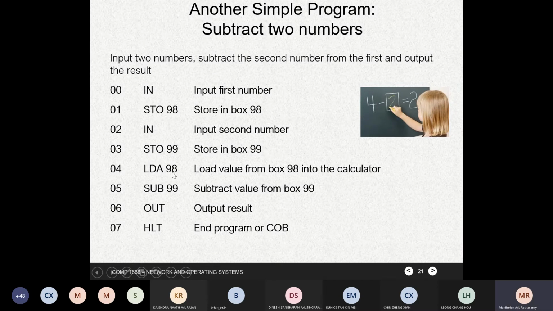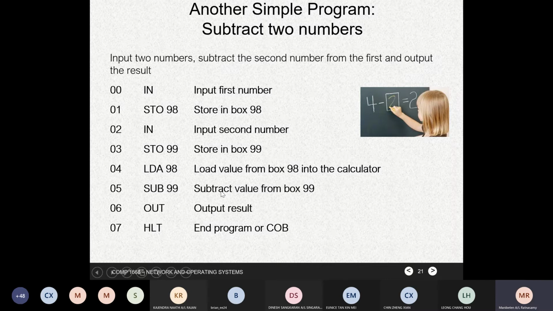Then load 98. Load value from box 98 into the calculator. So you take the value from 98, you put into the calculator. Then subtract 99. That means you take the value from 99, you subtract it from the first number. Subtract value from 99. So that's how subtract works. Subtract value from box 99. And then output the result. Then you stop.